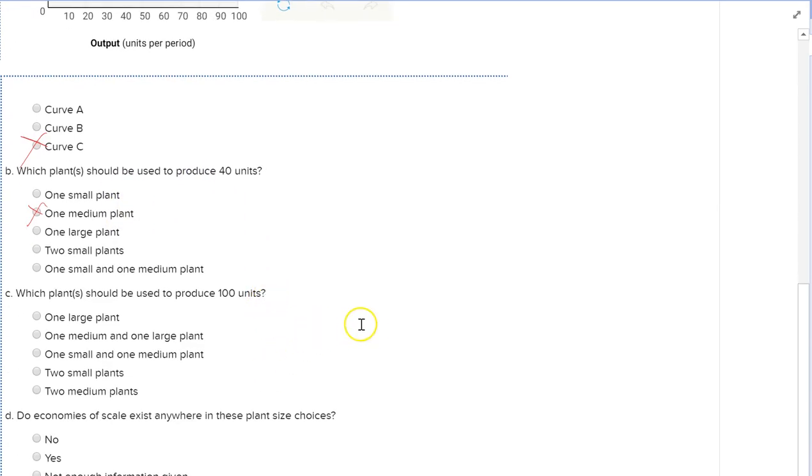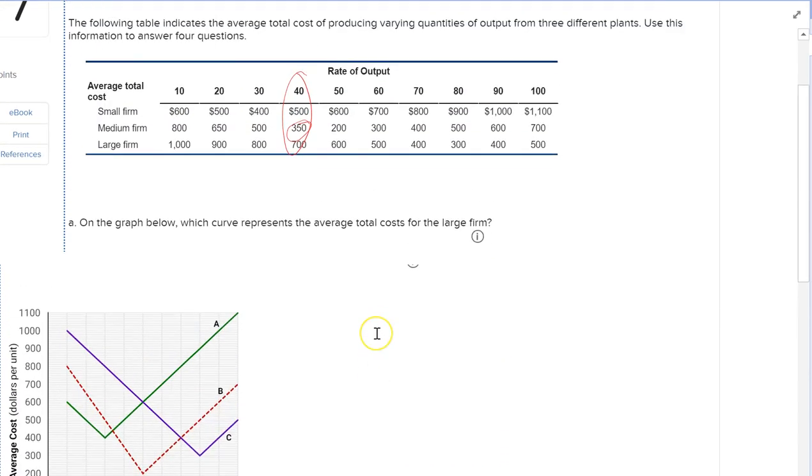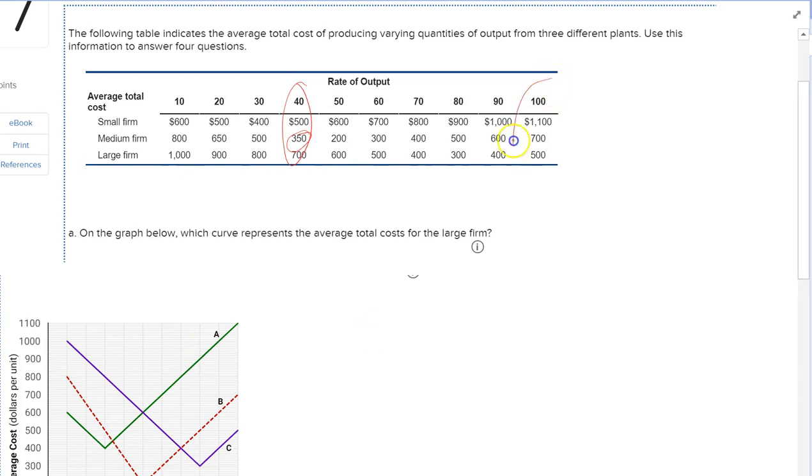They say which plant should be used to produce 100 units. And so we can see right off the bat, you look at it and you're like, okay, a large firm can produce 100 units for the least of these three options, but there is something else to consider. If you go to 50 units, and you wouldn't necessarily see this right off the bat, but I want you to consider some different options.